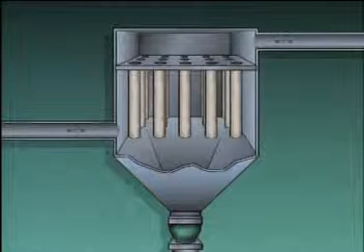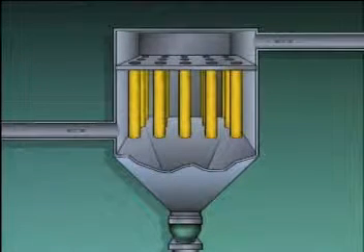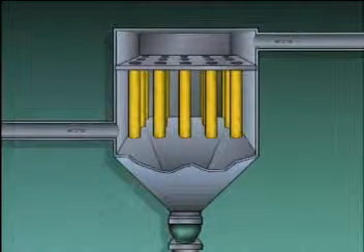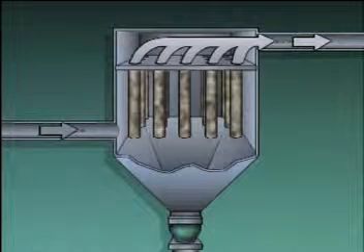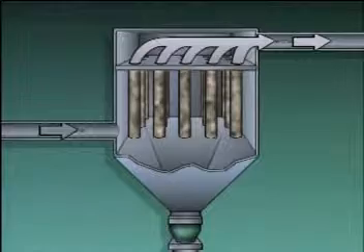A baghouse, on the other hand, uses a series of porous bags installed in the gas flow path to physically filter particulates from the combustion gases. As the combustion gases are drawn through the baghouse, particulates are trapped on the surfaces of the bags, while the rest of the combustion gases pass through.